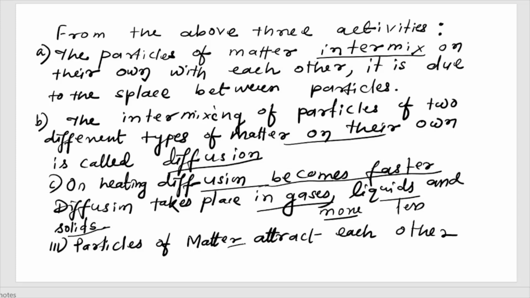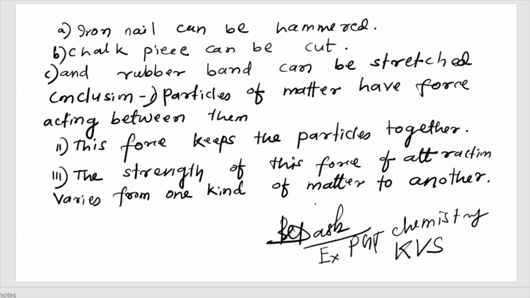Particles of matter attract each other. Why? Because if they attract each other, then they become solid, liquid or gas. Here is an example: an iron nail can be hammered. Iron is a solid that can be hammered very thin. A chalk piece can be cut, that is, broken. And a rubber band can be stretched out.